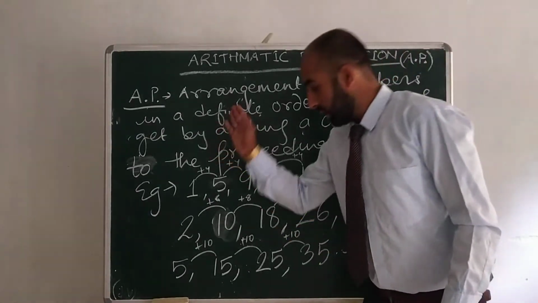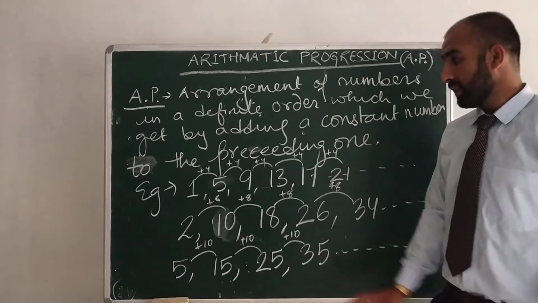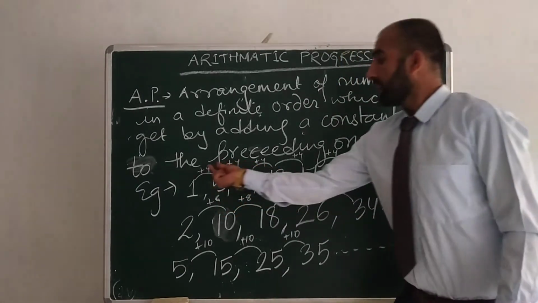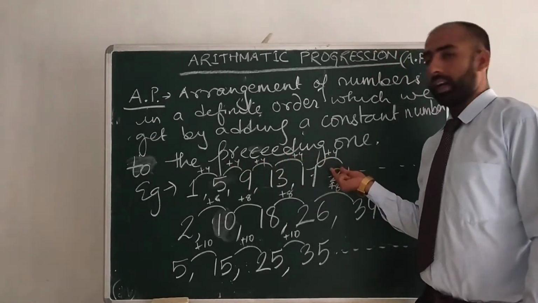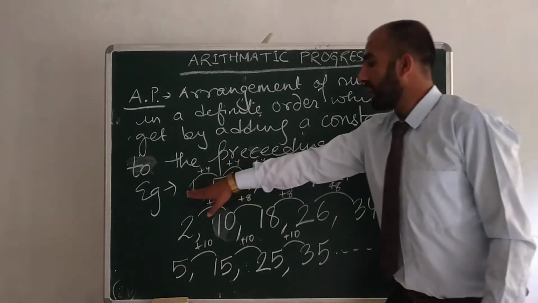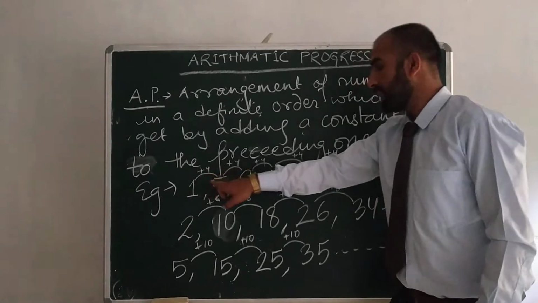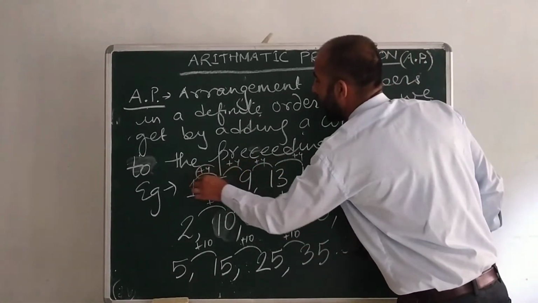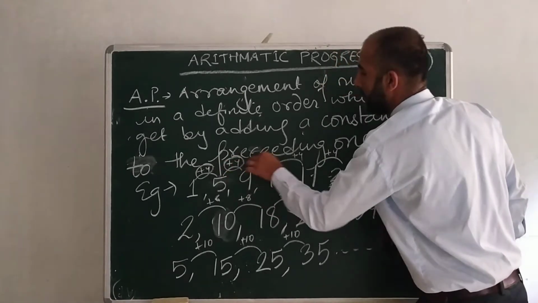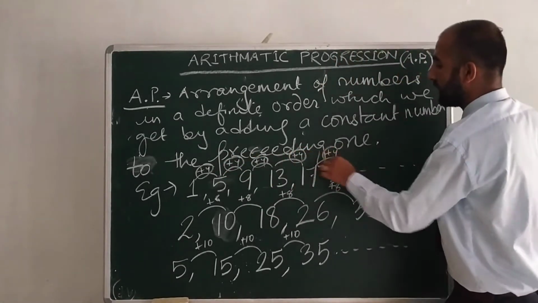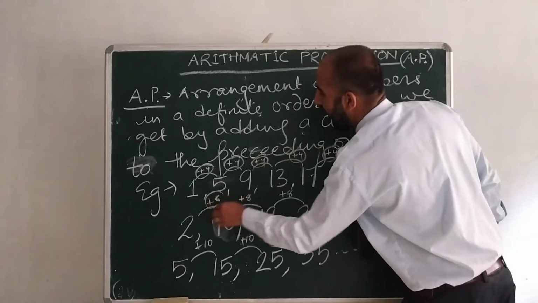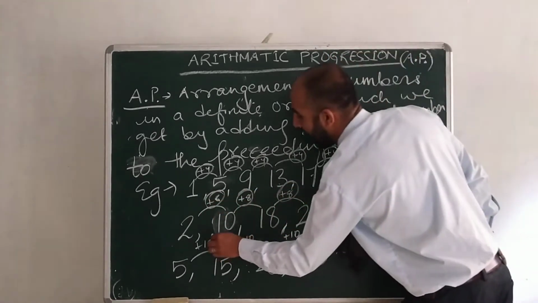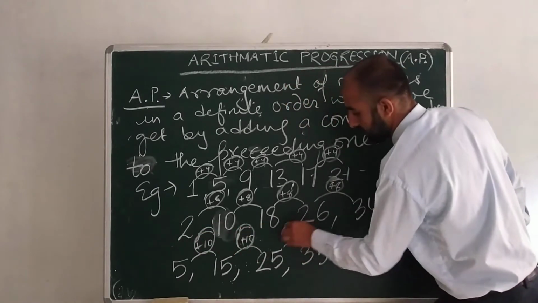See, in this example, what we are getting is the second number, third number, fourth number by adding a constant number to the preceding one. Preceding means before one. Because 1 plus 4 is 5, 5 plus 4 is 9. That means every time we are adding a constant number. We are not changing this number, isn't it? Similarly, in the second case, we are adding 8 in each case. In the third, we are adding 10 in each case.